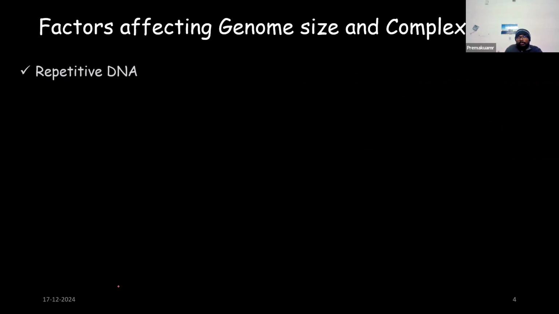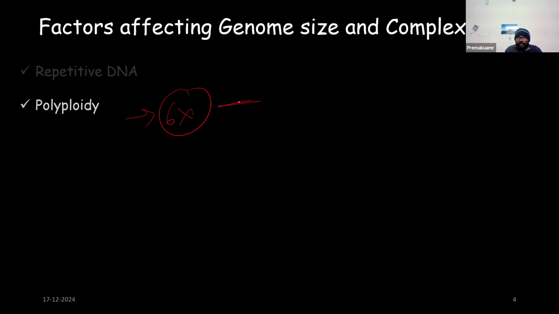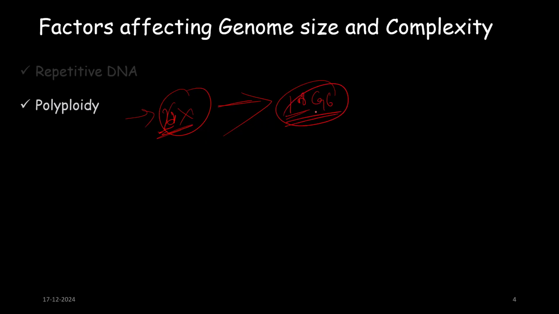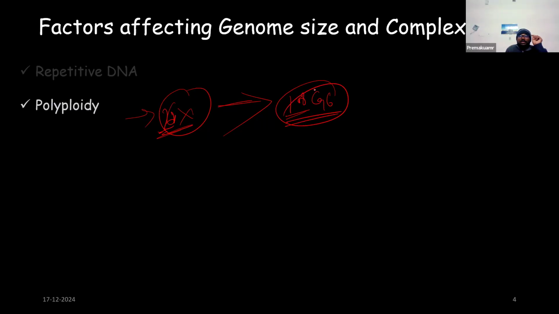How much repetitive DNA is present in the genome depends on your genome size. Then polyploidy: the greater the polyploidy, the larger the genome size. Take wheat, which is hexaploid, 2n equals 6x. Do you know the genome size of wheat? I think 1.8 GB, or 18 GB.